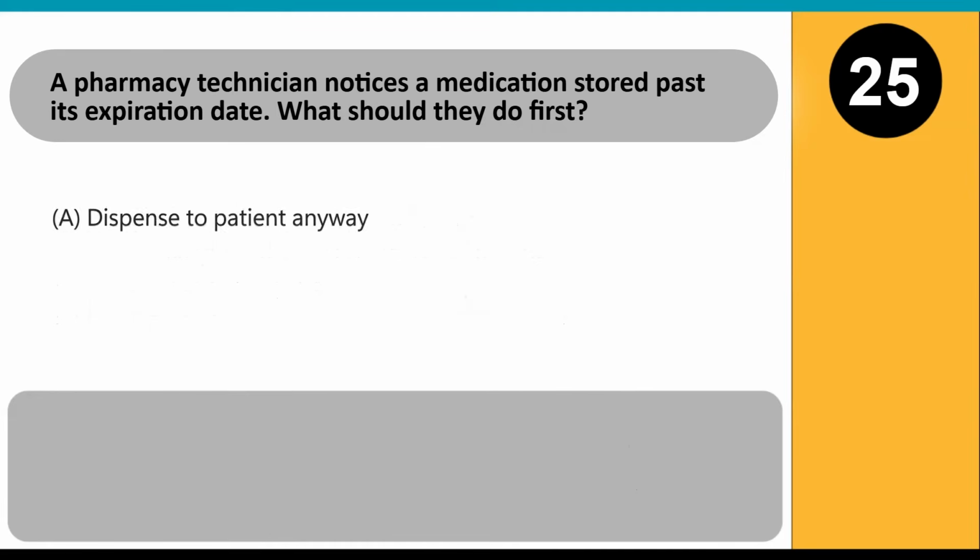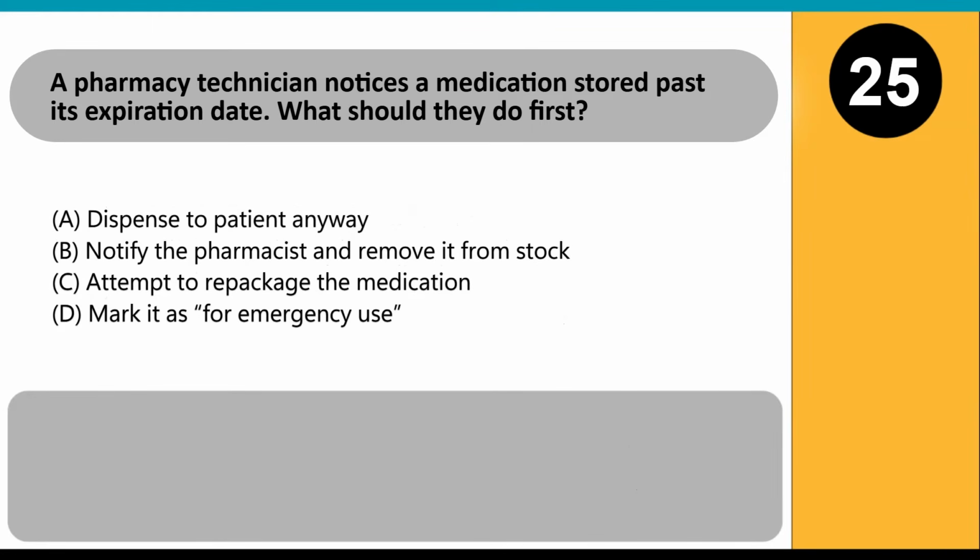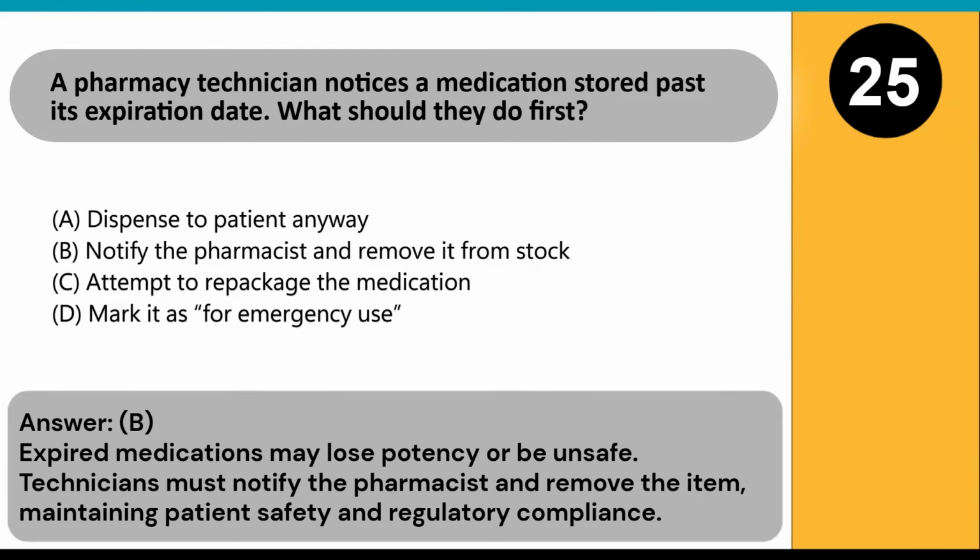A pharmacy technician notices a medication stored past its expiration date. What should they do first? A. Dispense to patient anyway. B. Notify the pharmacist and remove it from stock. C. Attempt to repackage the medication. D. Mark it as for emergency use. Answer: B. Expired medications may lose potency or be unsafe. Technicians must notify the pharmacist and remove the item, maintaining patient safety and regulatory compliance.